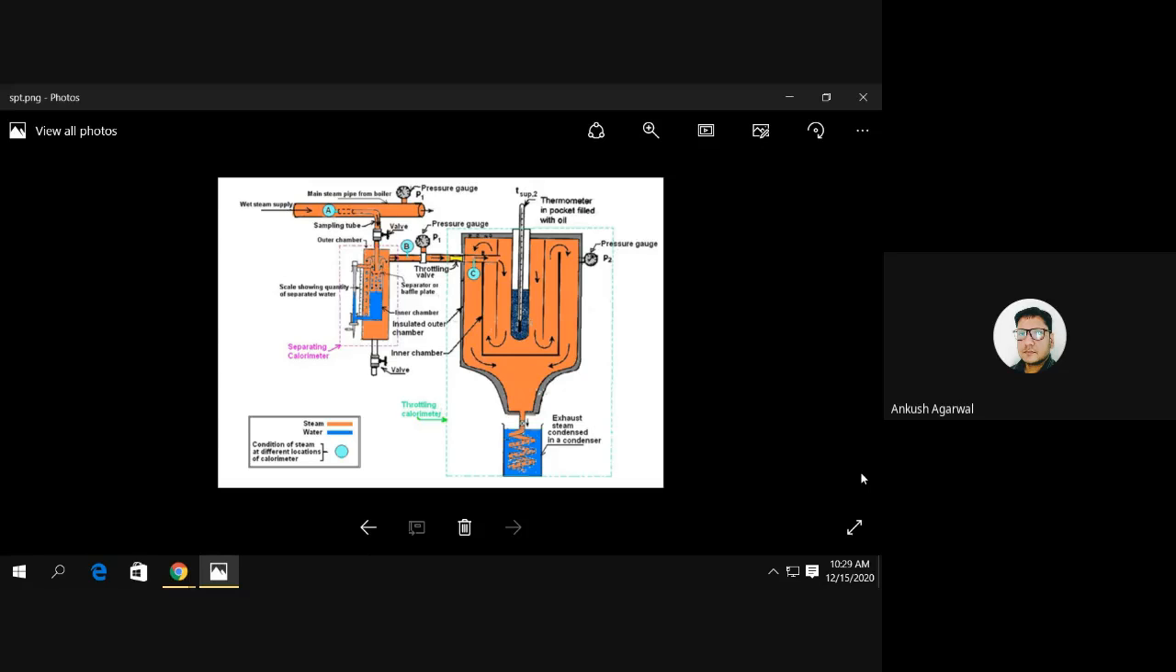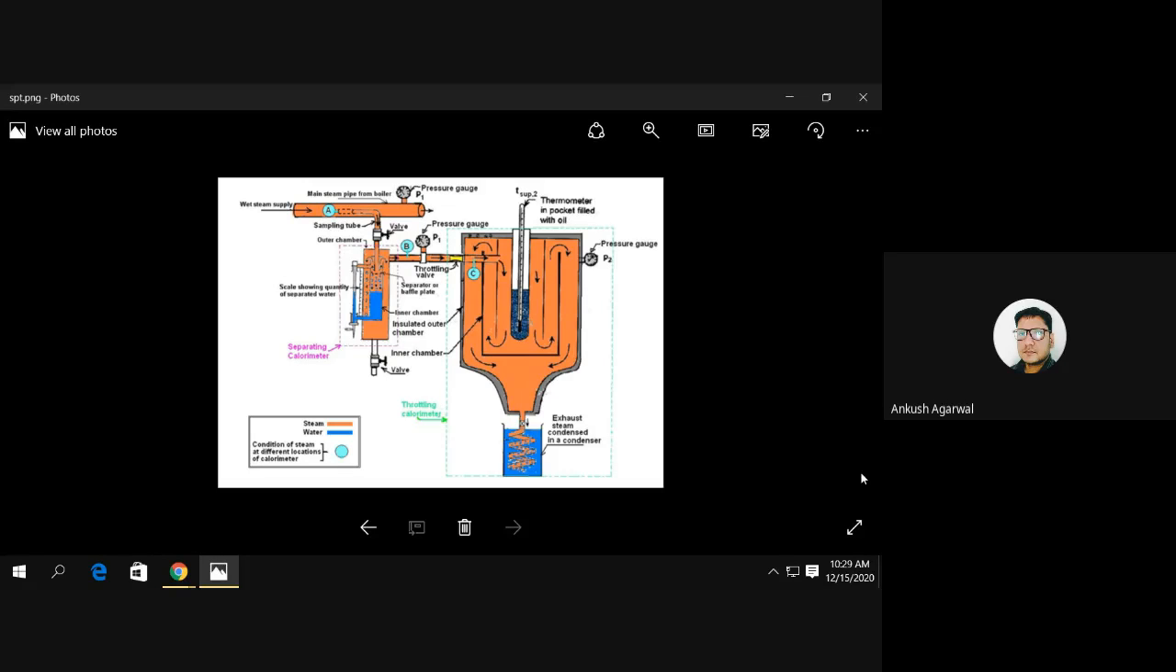In this type of calorimeter, first of all, the steam is passed through the separating calorimeter, in which most of the moisture is separated out, which is shown in the figure. Wet steam is coming from the boiler, and it strikes the baffle plates, and the moisture and water settle down as shown in the figure. The bluish area is showing the separated water from the steam.